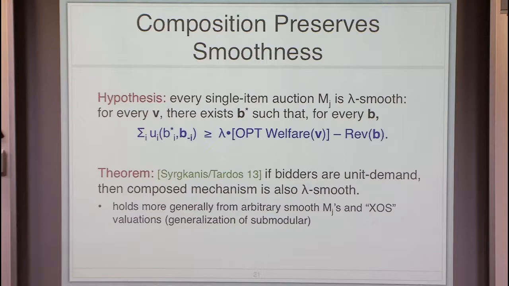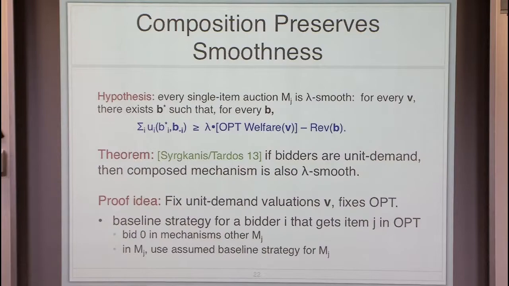Again, I'm sticking with unit demand for simplicity, but it holds more generally. This is still true for submodular valuations. It's even true for so-called XOS valuations, for those of you that know what that means. But let's just stick with unit demand for simplicity. So the proof is actually very elegant. I'm not going to do it in detail, but I'll tell you the key idea, because the idea is going to be important for a subtlety later.